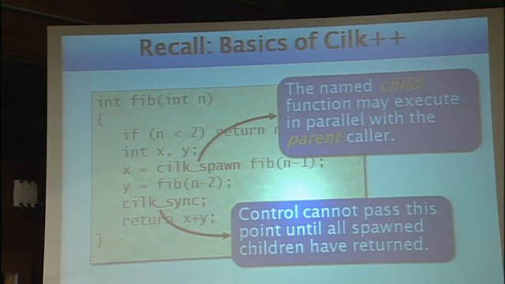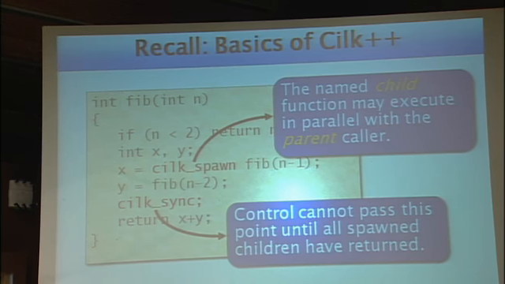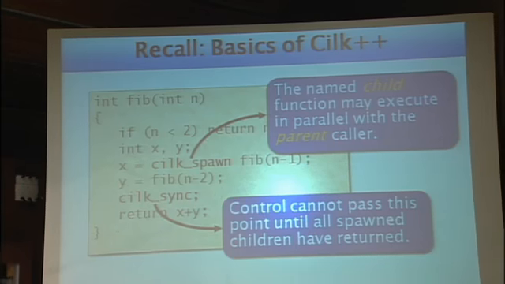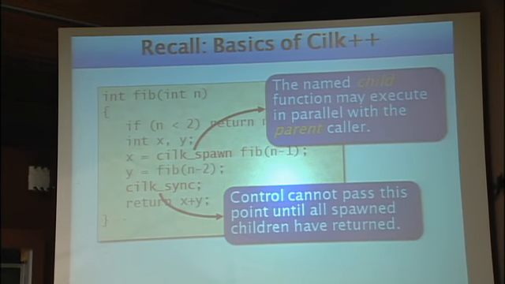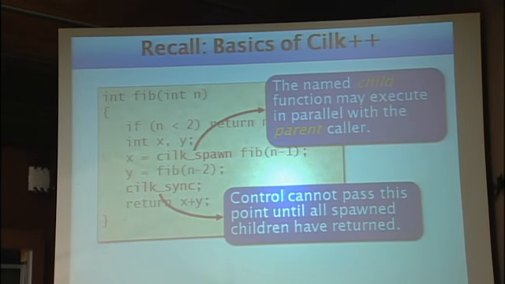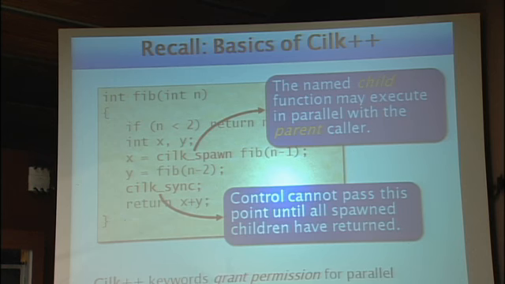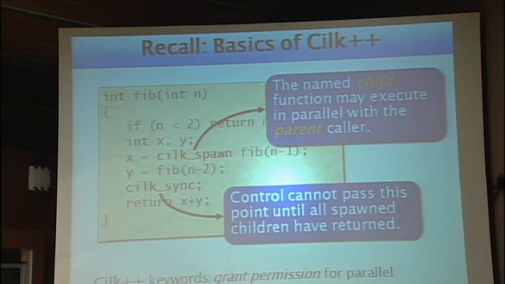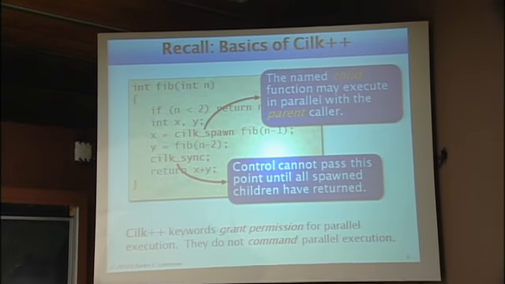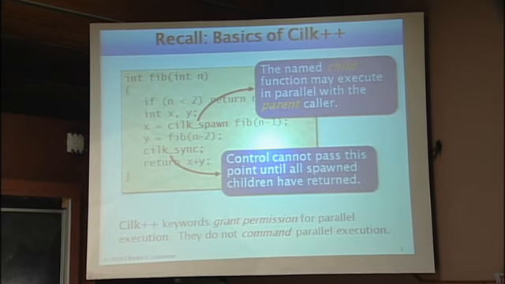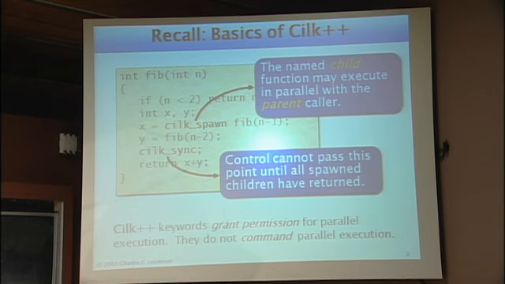Some of you who may have had experience with OpenMP barriers, for example, that's a sync across the whole machine. This is not. This is just a local sync for this function saying, when I sync, make sure all my children have returned before going past this point. And just remember also that Cilk keywords grant permission for parallel execution. They don't command parallel execution. Okay? So we can always execute our code serially if we choose to.